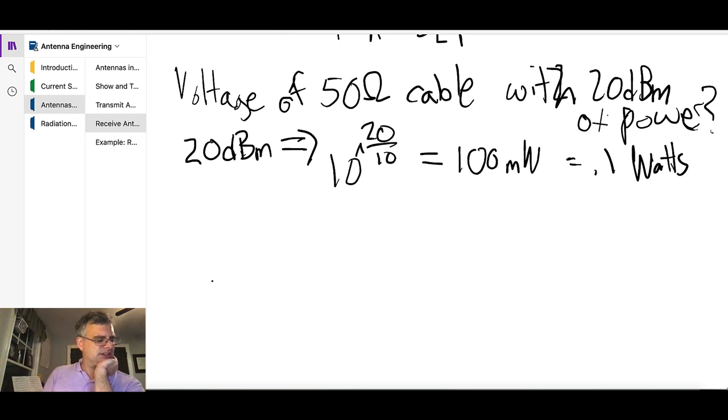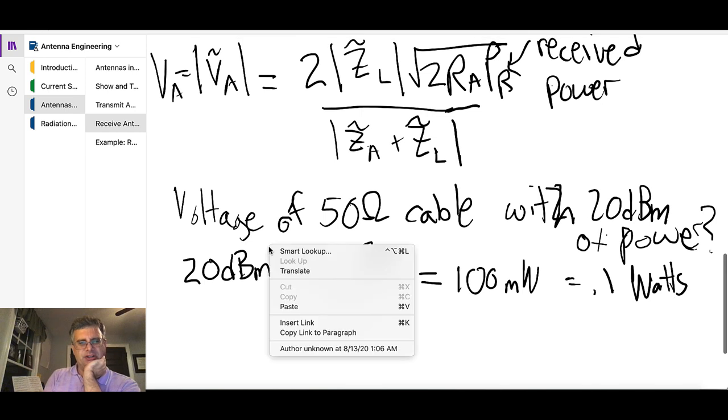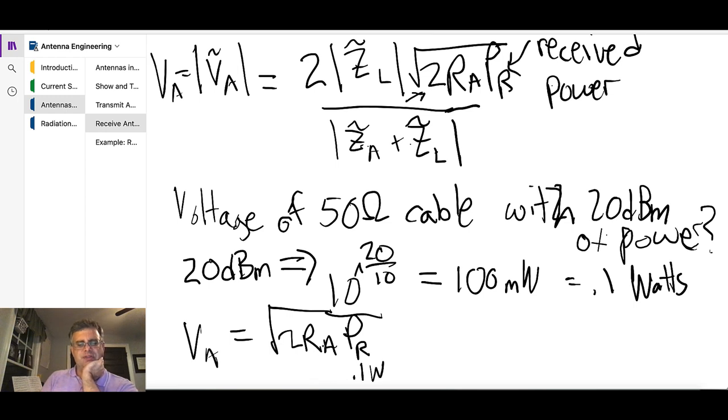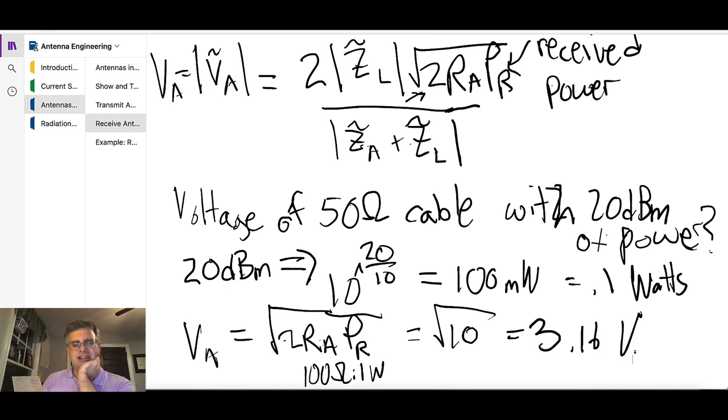Okay. So let's go ahead and do that. We converted it into watts. And now, if we look at our formula here, if I want the maximum amplitude from a power level in a matched system, then this simplifies considerably to just the square root of 2 R_A P sub R. We said P sub R is 0.1 watt. If this is a 50 ohm cable, then 2 times R sub A is going to be 100 ohms. So when you multiply these together, this is going to be the square root of 10, or about 3.16 volts.